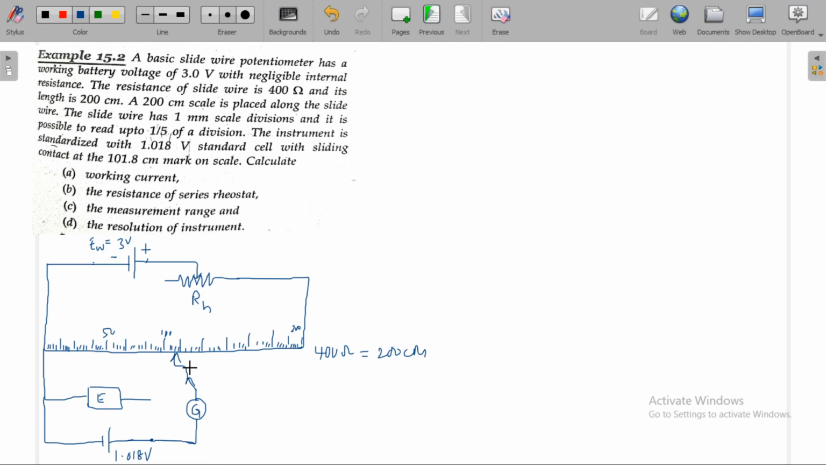EMF of standard cell is 1.018 volts. Now the instrument is standardized with 1.018 volts standard cell with sliding contact at 101.8 centimeters. So this mark is, let me write over here, 101.8 centimeters. Sliding contact is placed at 101.8 centimeters mark on scale.